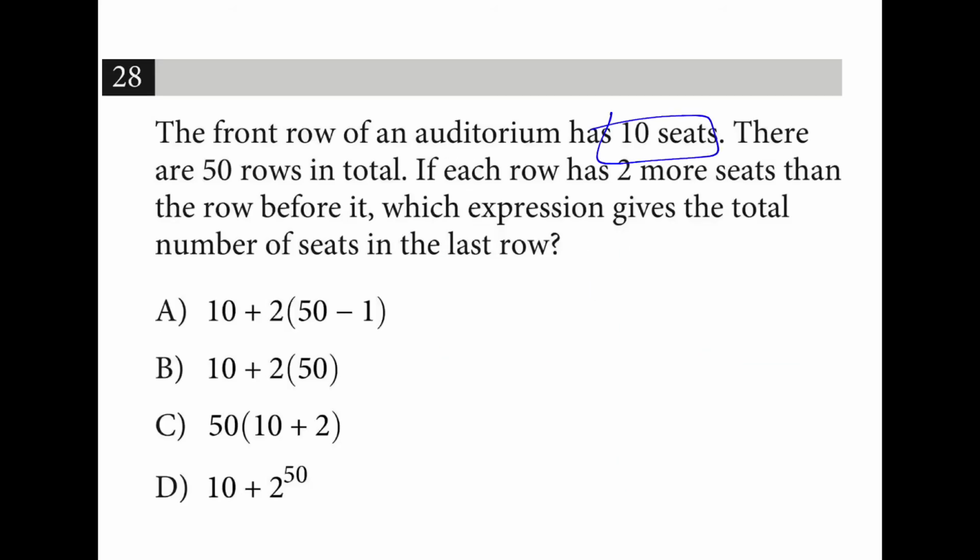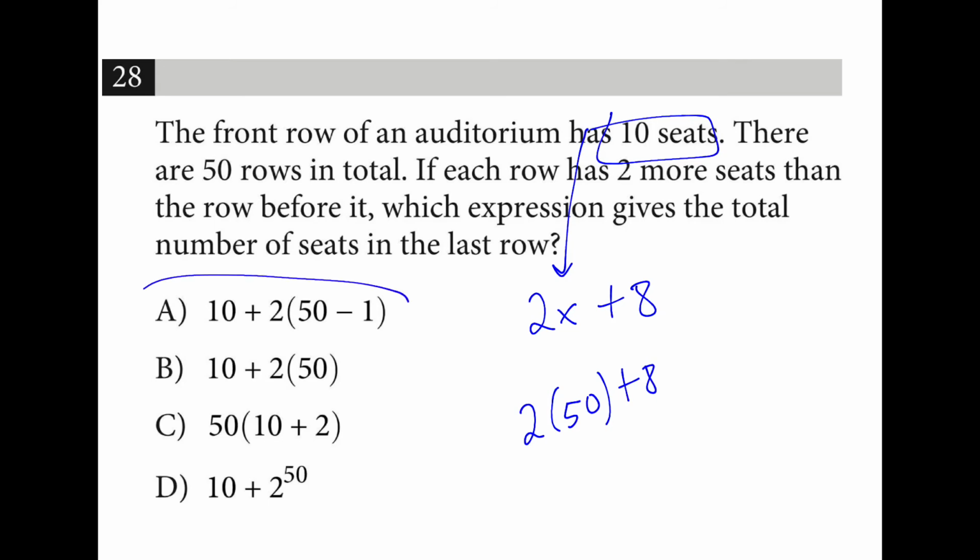Front row has 10 seats. That's the starting value. And then each row behind it has 2 more seats. So I could write the equation as 2x plus 8. That way if I plug in 1 for the front row, I get 10, and it works from there on out. So that way if I plug in 50, this will be my equation. So they write it keeping the 10, which is okay, and they just do 50 minus 1. So this is very, very similar. Same thing.